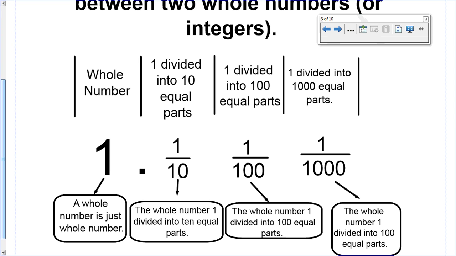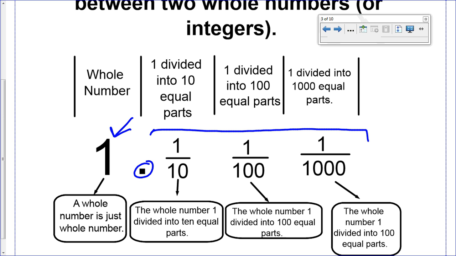So the first thing we need to understand is the number before the decimal, as in this number. That's just the whole number. We know about whole numbers. We don't need to go into that. In this case, there's 1. It could be 2, could be 3, could be any number. That's just a whole number. We know what that is.